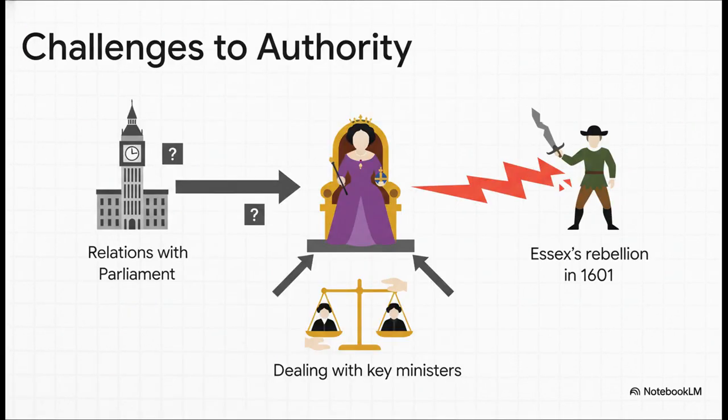So on top of all that, she had to constantly handle a very demanding parliament and try to balance the egos and ambitions of her powerful ministers. And this all just explodes right at the end of her reign with the rebellion of her one-time favorite, the Earl of Essex. It was this massive, dramatic final test of her power, and it's a perfect example of all the tensions simmering at court.